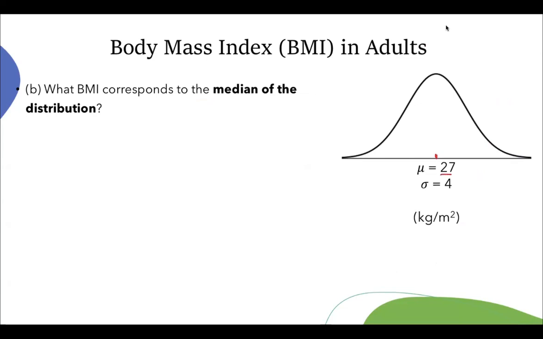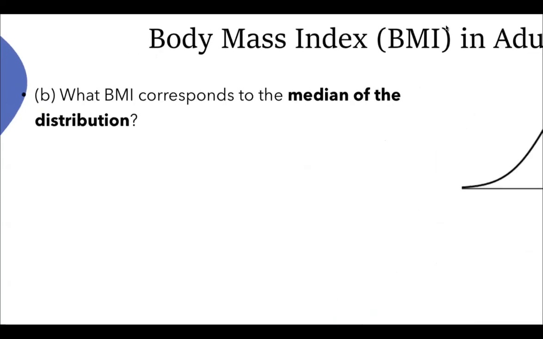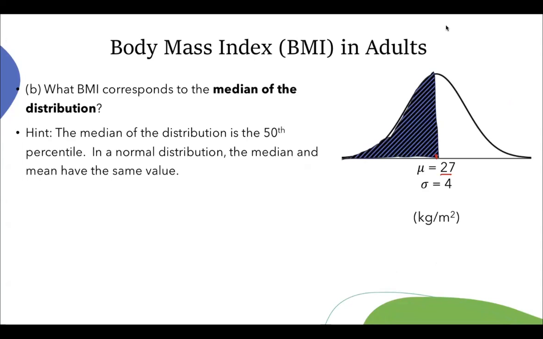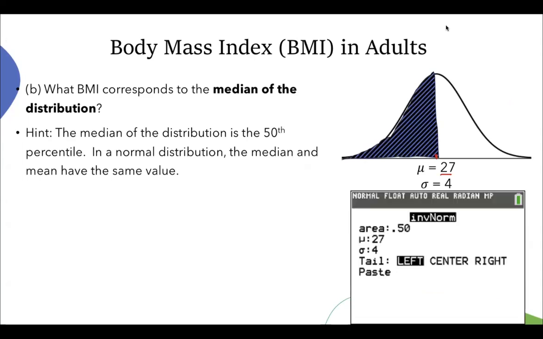But if you want to do the work and see how inverse norm can provide that answer to you as well, you can use inverse norm with an area of 0.50 because the median is that line at the very center. It separates the bottom 50% from the top 50%.